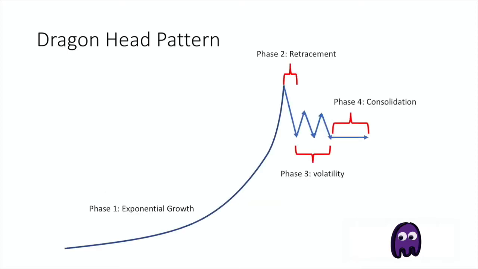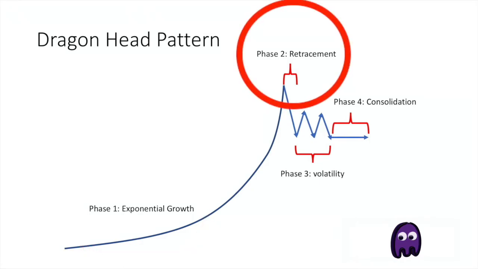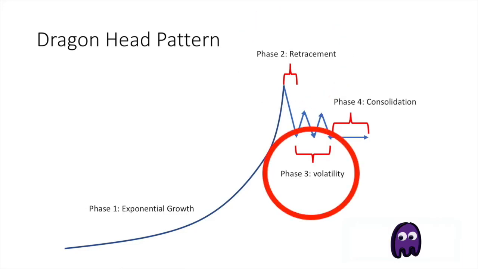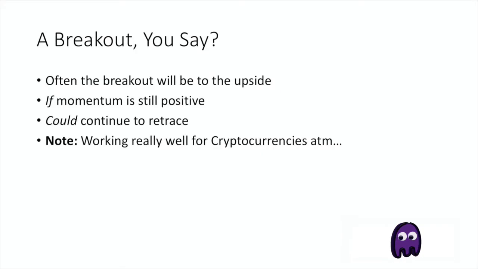This is a diagram of the dragon head formation. We have phase 1, exponential growth, followed by a sharp retracement in phase 2. Phase 3 gives us volatility as the market tries to find footing. Phase 4 is consolidation. A breakout, you say? Well, a breakout is often to the upside if momentum is still positive. However, it could continue to retrace if investors lose interest. It's important to emphasize that the dragon head breakout pattern is very common and working really well for cryptocurrencies at the moment.